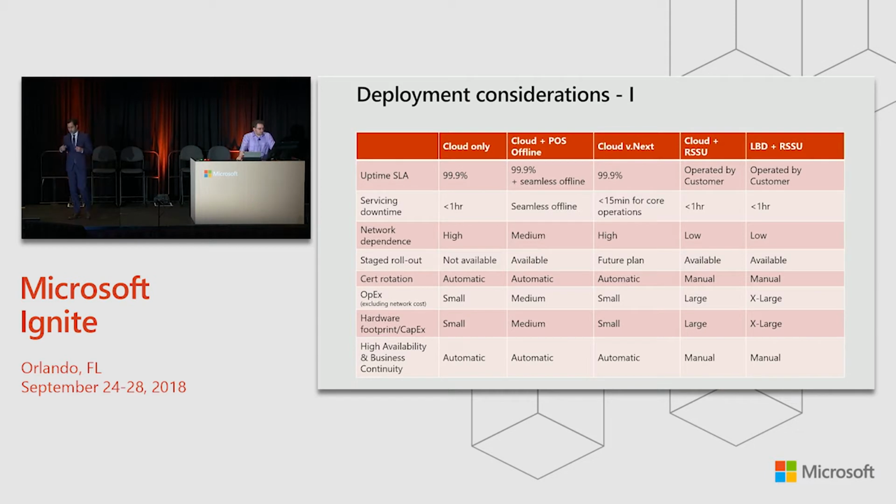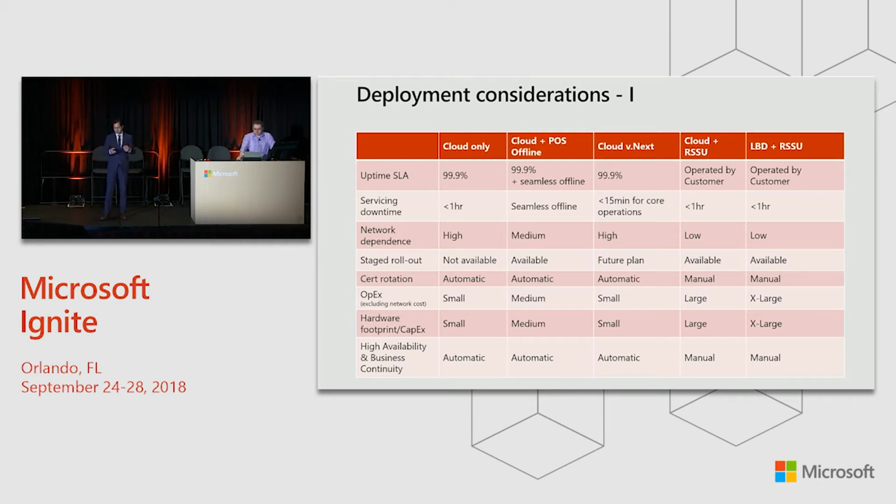Cloud plus RSSU and LBD plus RSSU, both of those are entirely in the control of the organization who's rolling out the updates. So you do get much more control on rolling out the updates based on your own criteria for rolling them out. Certificate rotation is a maintenance activity. In cloud hosted, Microsoft manages all that. And on-prem, the customer is responsible for managing rotation of certificates.